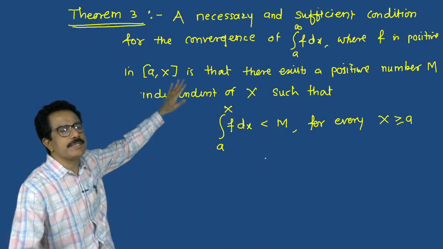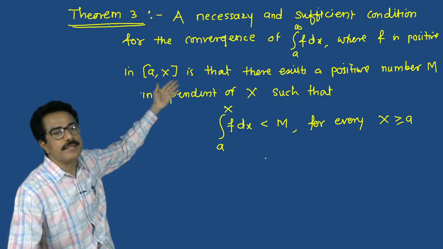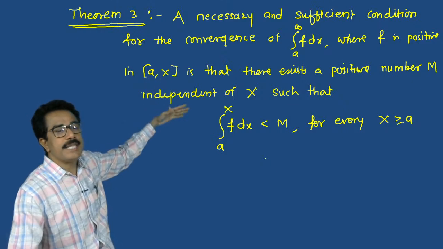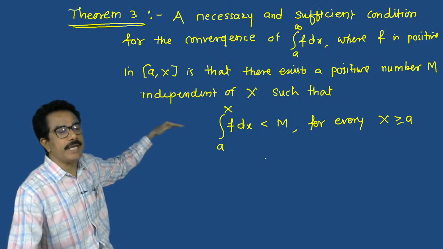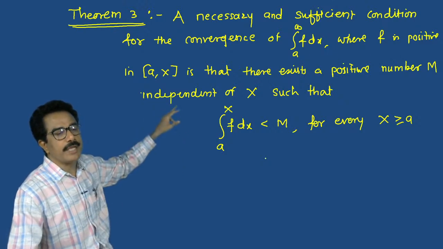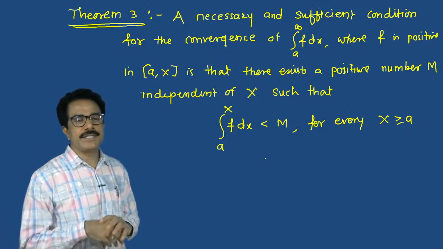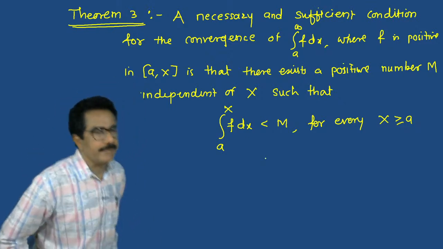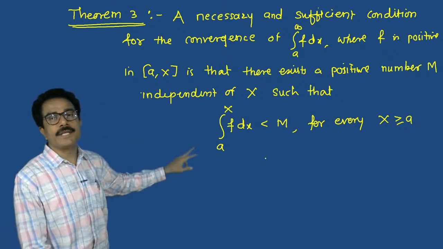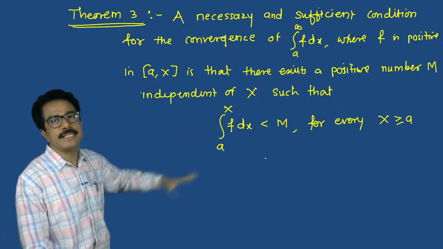A necessary and sufficient condition for the convergence of integral from a to infinity f dx, where f is positive in closed interval a comma x, is that there exists a positive number M independent of x such that integral from a to x f dx is less than M. Means if the given improper integral is convergent, then we can write integral from a to x f dx is less than M.